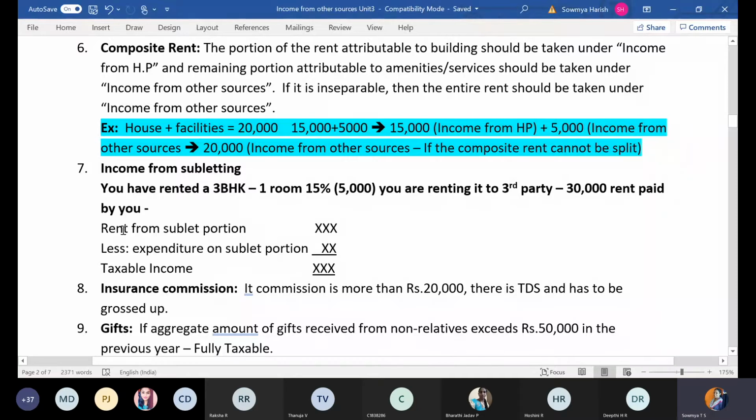Whatever rent you are receiving from the sublet portion is the income you will take, and whatever expenditure you incur on this portion of the house you will deduct, and the remaining residual will be the taxable income from subletting. So this is about income from subletting. We have learnt how to treat composite rent and how to treat income from subletting.